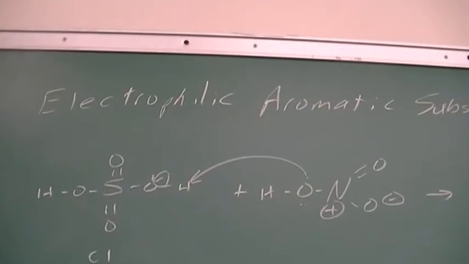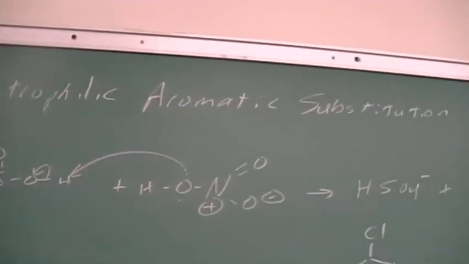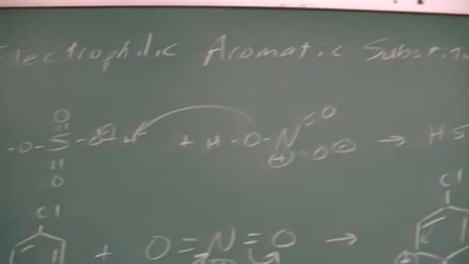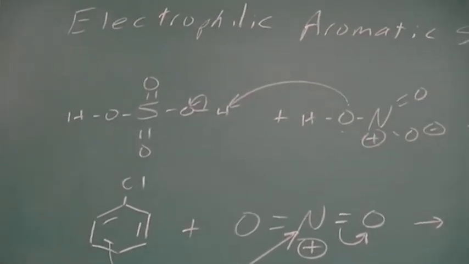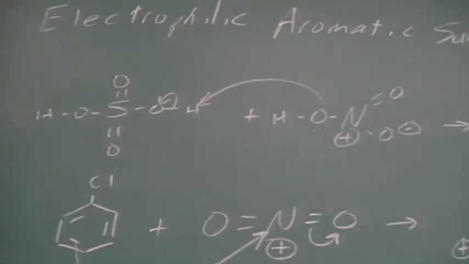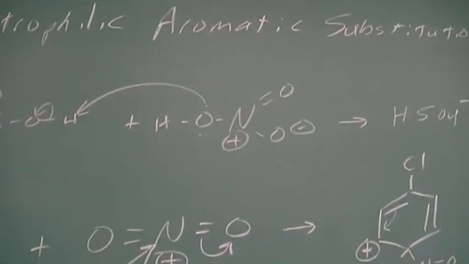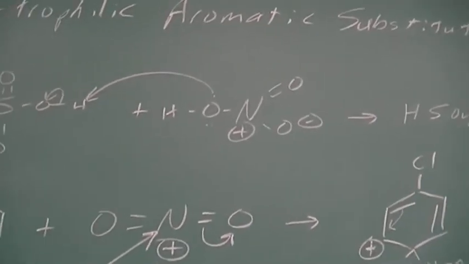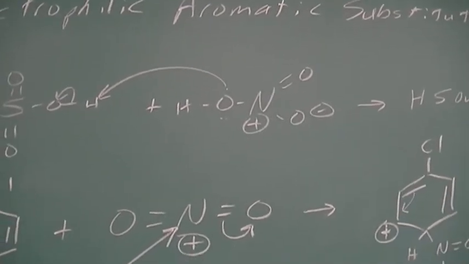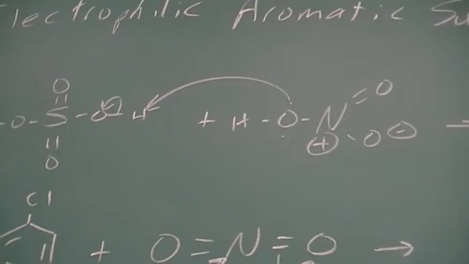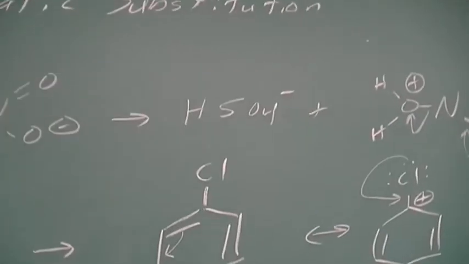Alright, in this experiment we're going to do electrophilic aromatic substitution. First we're going to take concentrated sulfuric acid and react it with concentrated nitric acid, and we get the protonation of our nitric acid. So the nitric acid takes a proton from the sulfuric acid.